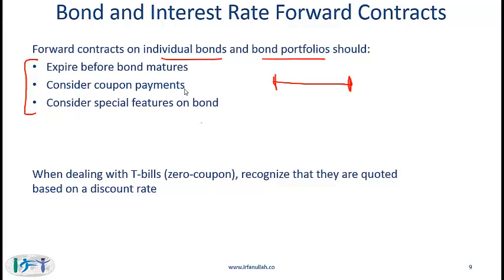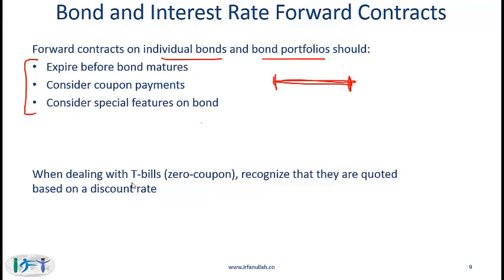With stocks, we need to consider dividend payments during the life of the forward contract. With bonds, we need to consider coupon payments. If bonds have special features such as call options, put options, or conversion options, then those need to be considered when we come up with forward contracts. You don't need to know details at this stage.